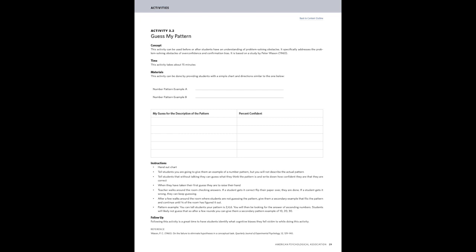and the pattern can be a number pattern, something like 1, 2, 3, 2, 4, 6 as an example. They in turn have to guess what the pattern is and rank their percent confident. As the teacher walks around the room, you tell students if they're right or not, and then they can keep on guessing. Oftentimes their confidence level starts out really high, and as they don't get it, that confidence level starts to drop. You can start to give them hints and so forth.